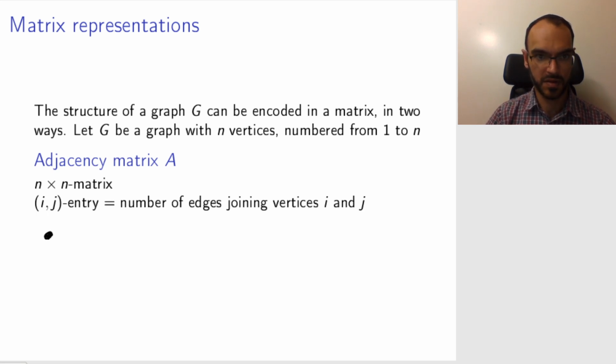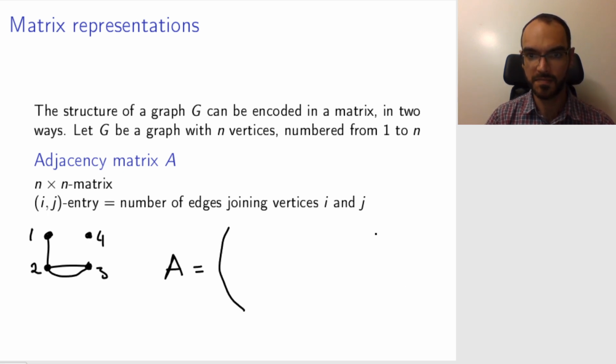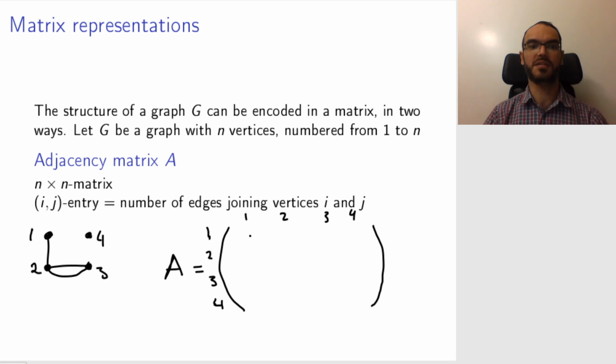Assume we have the following graph with four vertices, and I number them 1, 2, 3, 4. So the adjacency matrix A will be a 4 times 4 matrix. I will number the columns 1, 2, 3, 4, and the rows 1, 2, 3, 4. Of course, you don't write these numbers in the matrix, but I just want to be clear what's going on. So how many edges go between vertex 1 and 1? There are no edges. There is one edge between vertex 1 and 2, so I draw a 1 here. There are 0 edges between vertex 1 and 3, and 0 edges between vertex 1 and 4.